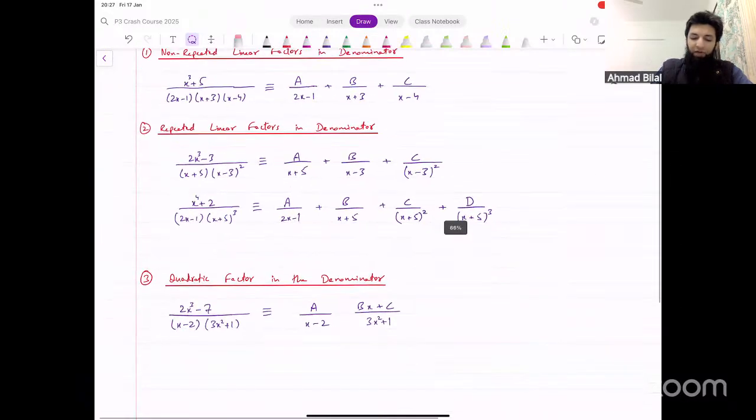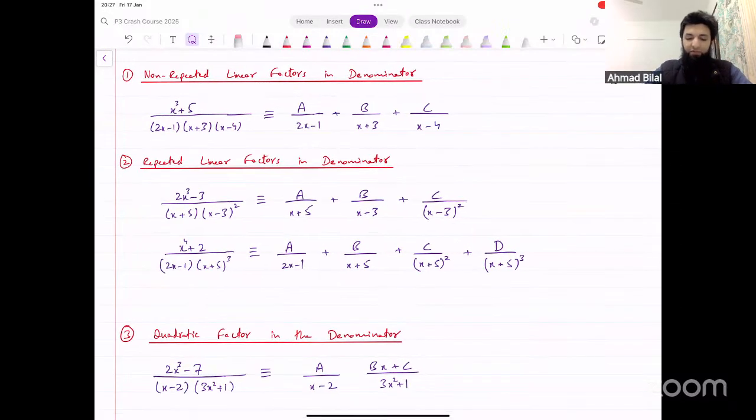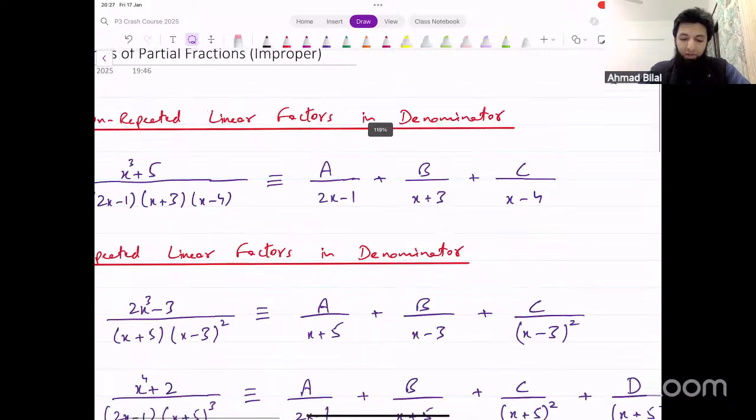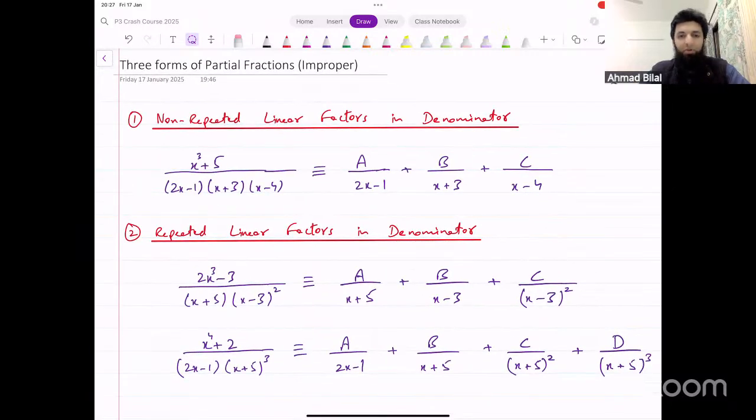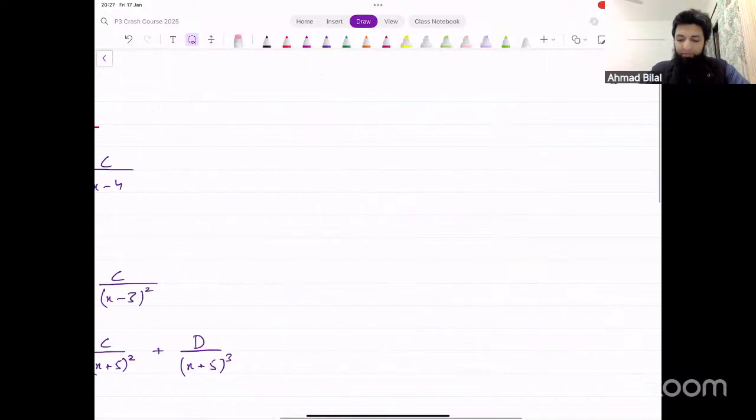So let's say we had improper fractions now. In improper fractions as well, we could have all of these different forms: non-repeated linear factors in the denominator, repeated linear factors in the denominator, quadratic factor in the denominator. We have all of these possibilities there. But now these fractions are improper. How do we deal with these improper fractions? Let's try to understand that.